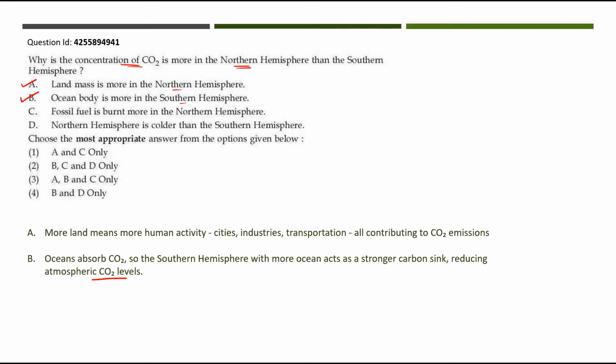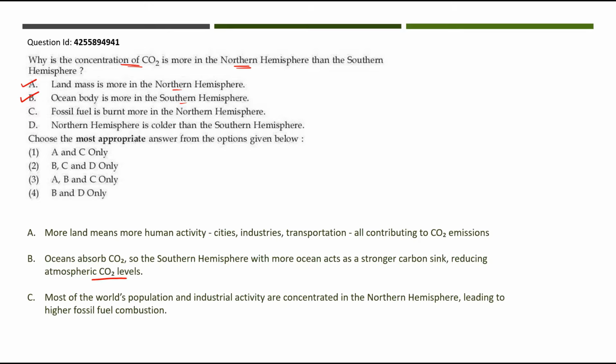What about C? Fossil fuel is burnt more in the northern hemisphere. Most of the world's population and industrial activity are concentrated in the northern hemisphere. We already saw this statement. This leads to higher fossil fuel combustion. C is also definitely a reason.